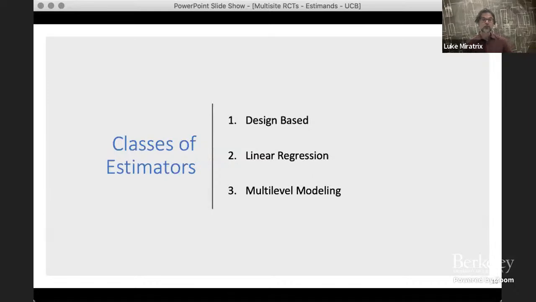All right. So, classes of estimators. Of all the estimators we identified, we sort of have 3 families or general styles of estimator. One is design-based. This comes out of basically the Neyman-style causal inference world. There's all sorts of linear regression, the econometrics models, classic linear regression, some weird versions of that. And then there's multi-level modeling, which is particularly prevalent in education contexts, where you have a random effects model and you fit your data to that.